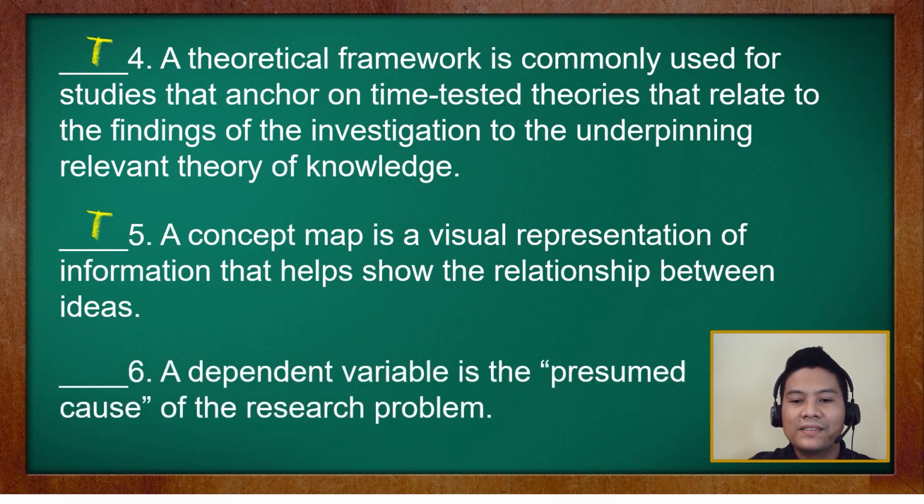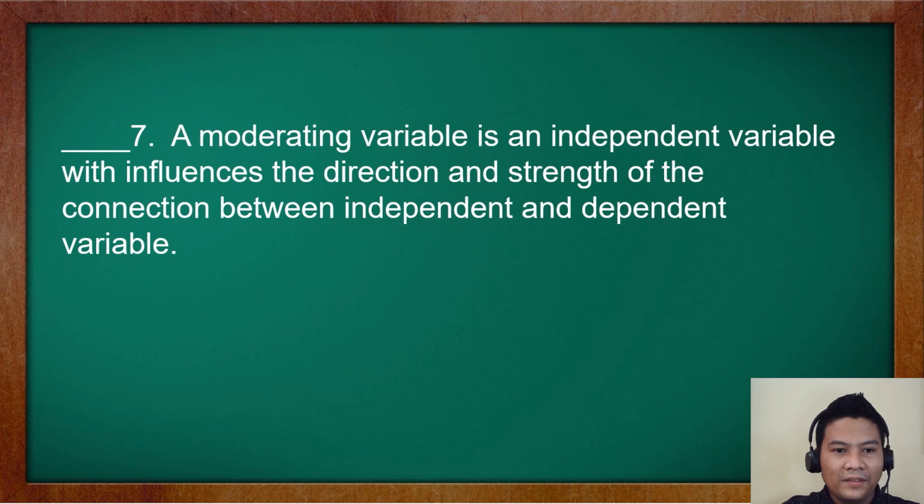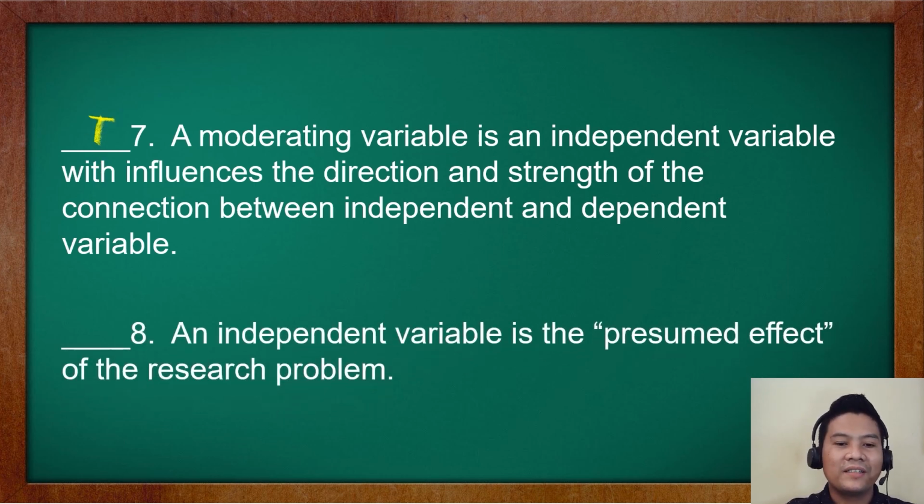Number 6. A dependent variable is the presumed cause of the research problem. What's your answer? Alright, the answer is false. Number 7. A moderating variable is an independent variable which influences the direction and strength of the connection between independent and dependent variable. True. Number 8. An independent variable is the presumed effect of the research problem. The answer is false.